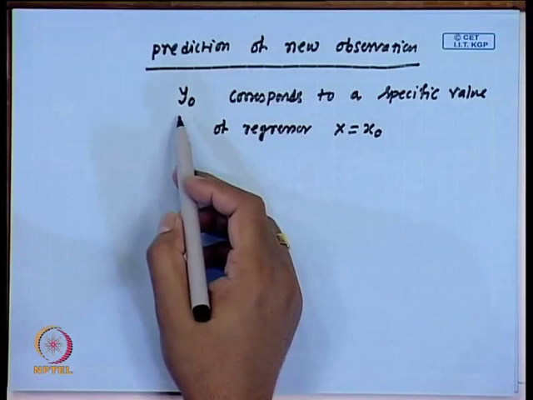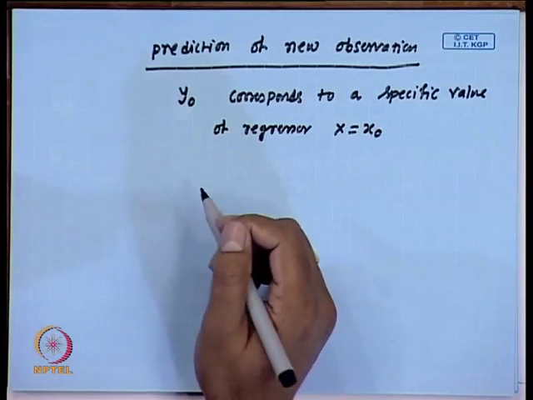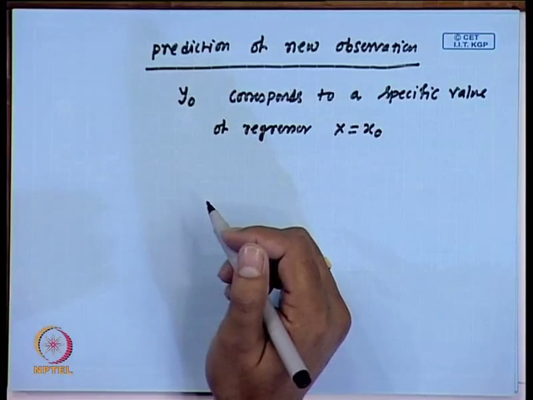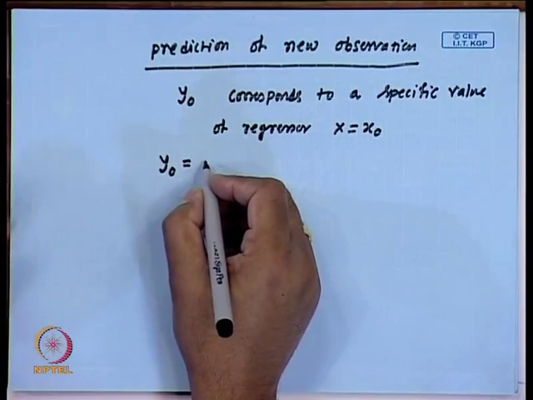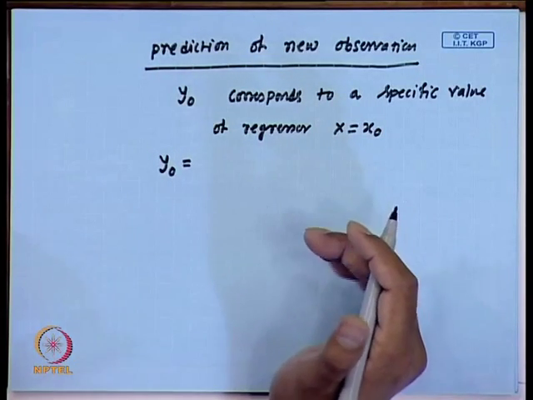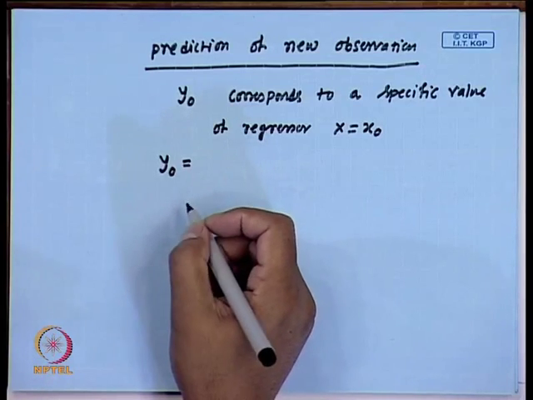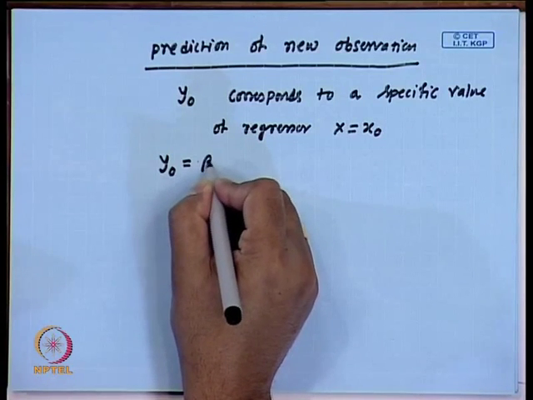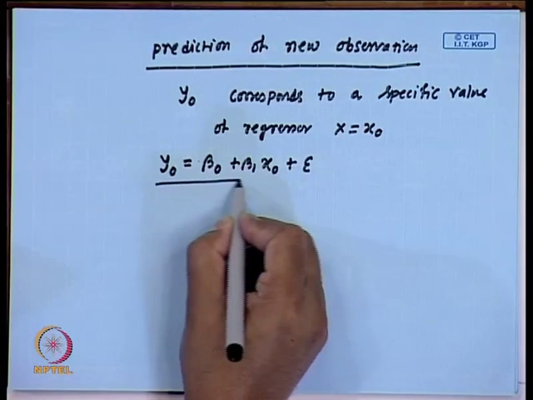The difference between the previous problem and this one is that in the previous problem we wanted the expected response, and here we want to predict the observation at the point x equal to x naught. Y naught is a new observation. Given the data, we have fitted the model, and now using that fitted model, we want to predict the response value at a new point. So we want to predict y naught, which is beta naught plus beta 1 x naught plus epsilon.